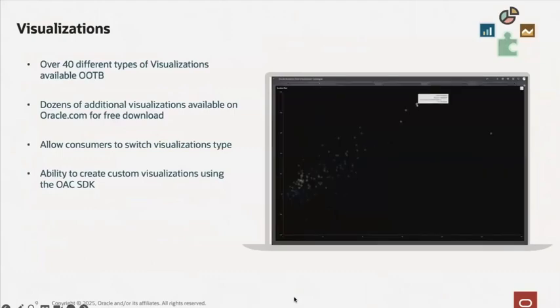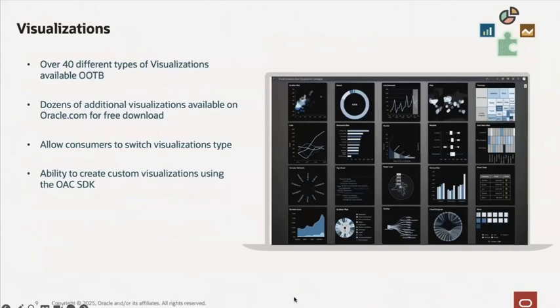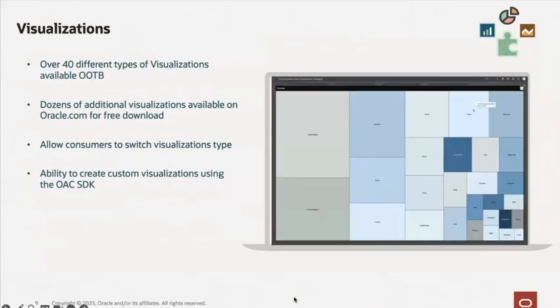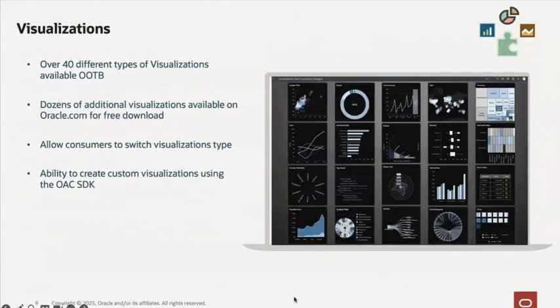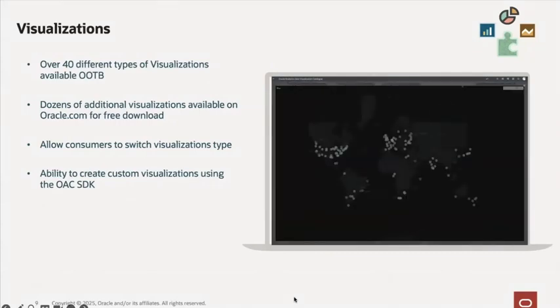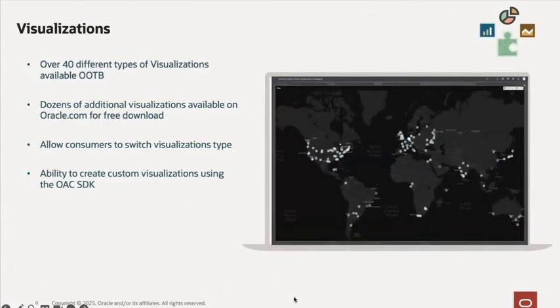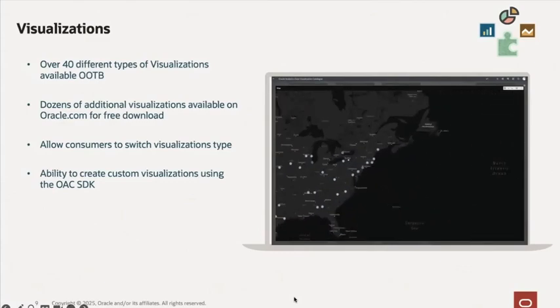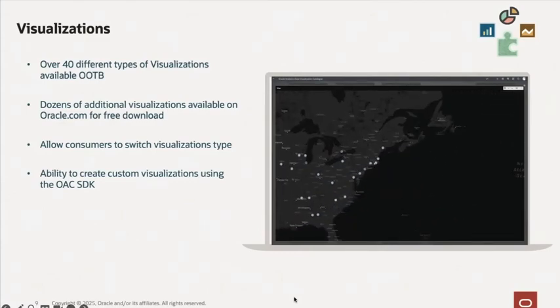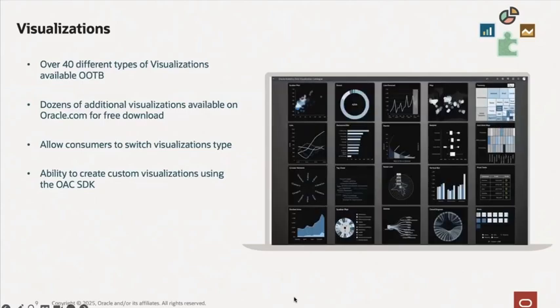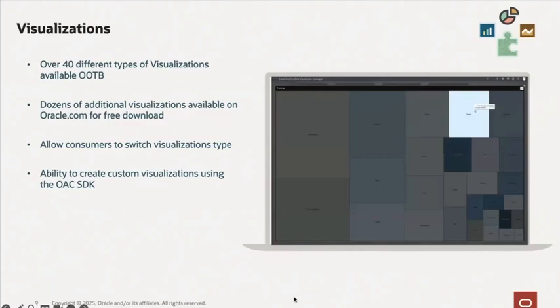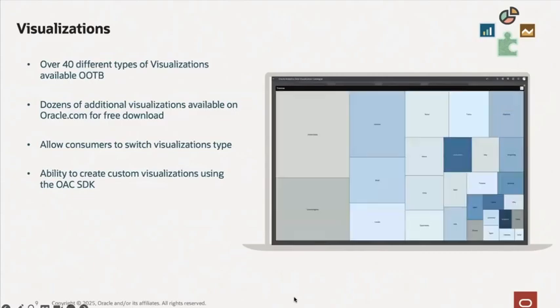Next, we have our different types of visualization. So OAC comes with over 40 different types of visualizations available out of the box. You can also add custom visualizations using Oracle Analytics under the console, under extensions, and you're able to drag and drop to auto-create visualizations as well based on grammar. Additionally, you can just manually select the visualization that you want.